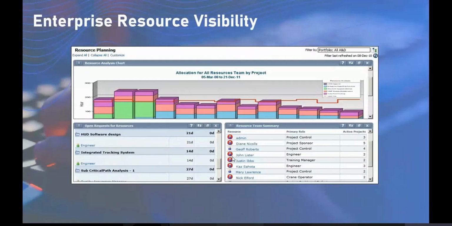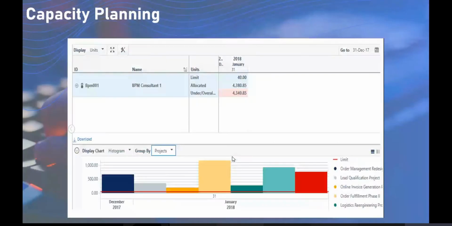Why the web module is suggestible is that in the web we have enterprise resource visibility. For multiple projects, if you are engaging the same resources, you can track whether any clash is happening from one project to another project. Then capacity planning, which is nothing but future bucket planning.